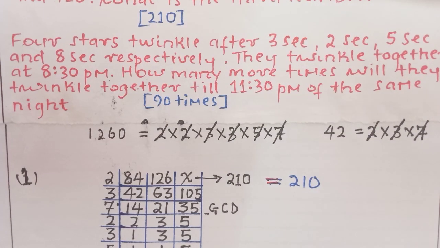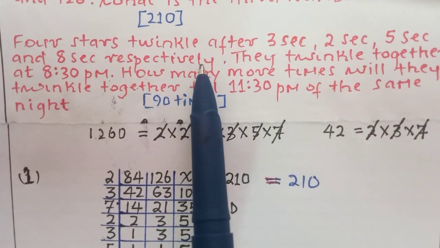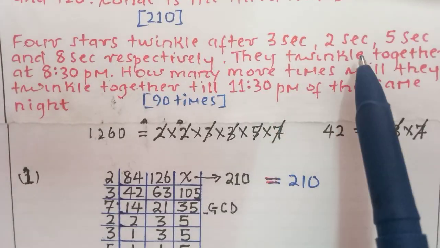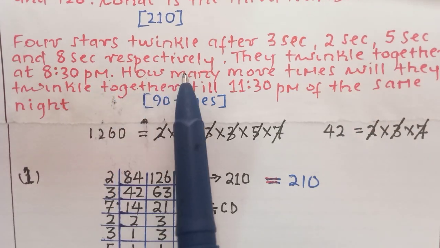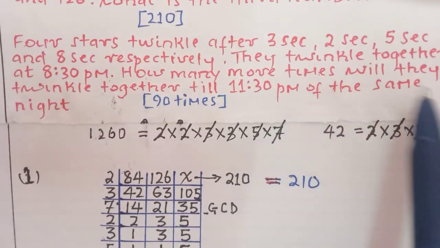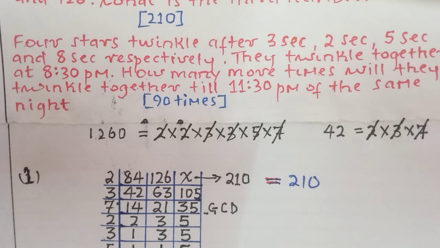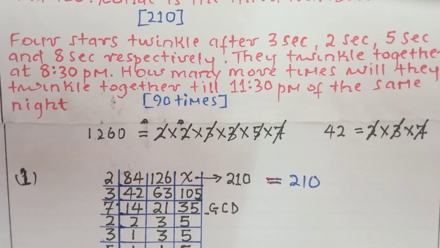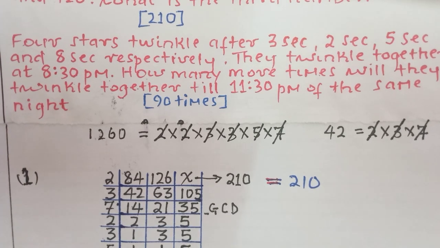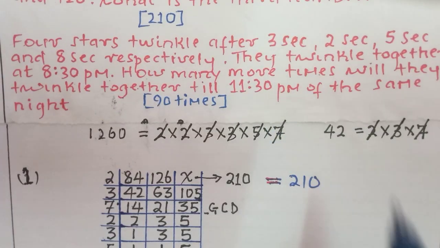Guys, now we come to question number 2, and I read it. 4 stars twinkle after 3 seconds, 2 seconds, 5 seconds, and 8 seconds respectively. They twinkle together at 8:30. How many more times will they twinkle together till 11:30 p.m. of the same night? So guys, the first thing we do is that we find the LCM of these 4 numbers, because the LCM is when they twinkle together. At exactly the point of LCM, they twinkle together.